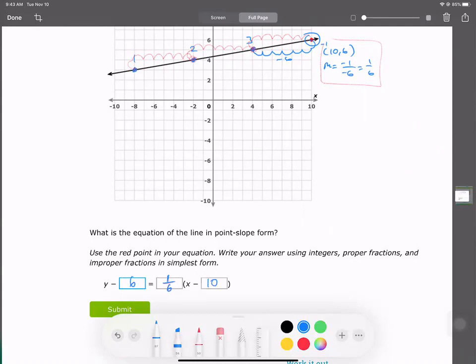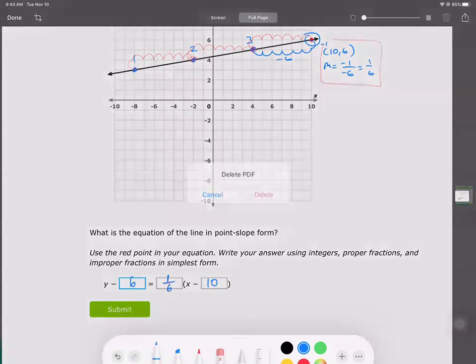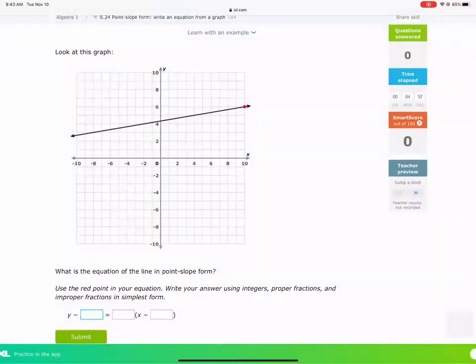So there are different modalities here. We're looking at the graph, we're writing the equation, we're looking at 2 points. So there are different ways of solving these problems. Not always going to be the easiest, sure. Okay, so let's go ahead and do the next problem.